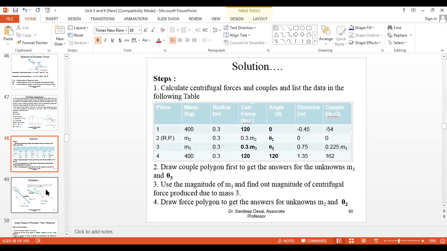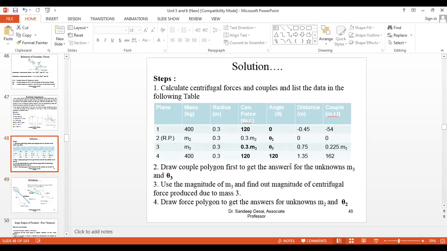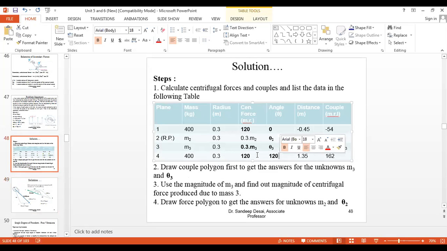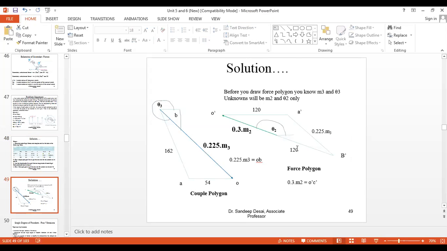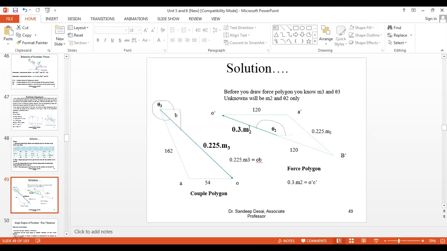Now next what you can do is, this also you can plot. This 120 is the magnitude, 120 is the angle. This also I have plotted. So this is known, angle, magnitude, magnitude, angle, all are plotted. This colored line indicates that the side of the force polygon is open. Now it is to be closed, and that is equated to 0.3 m3. Measure this point.